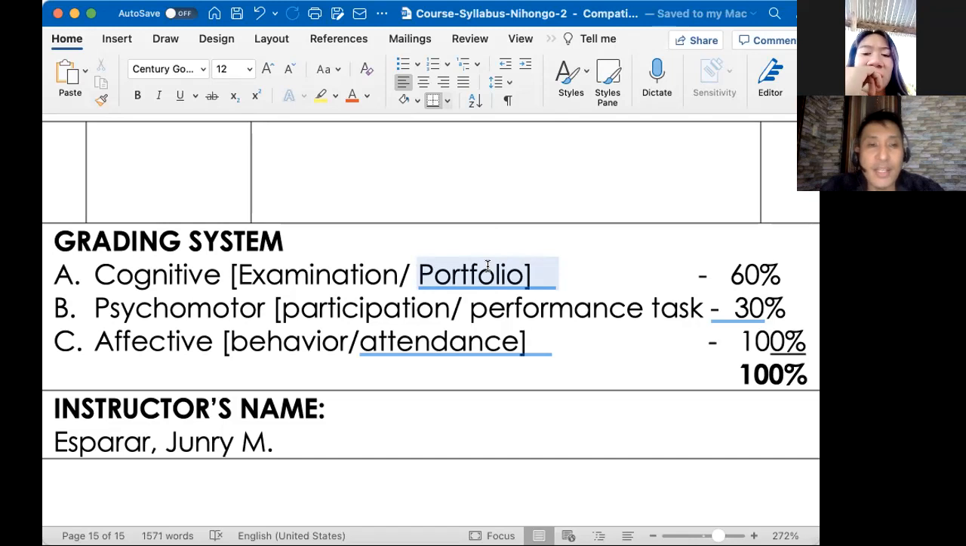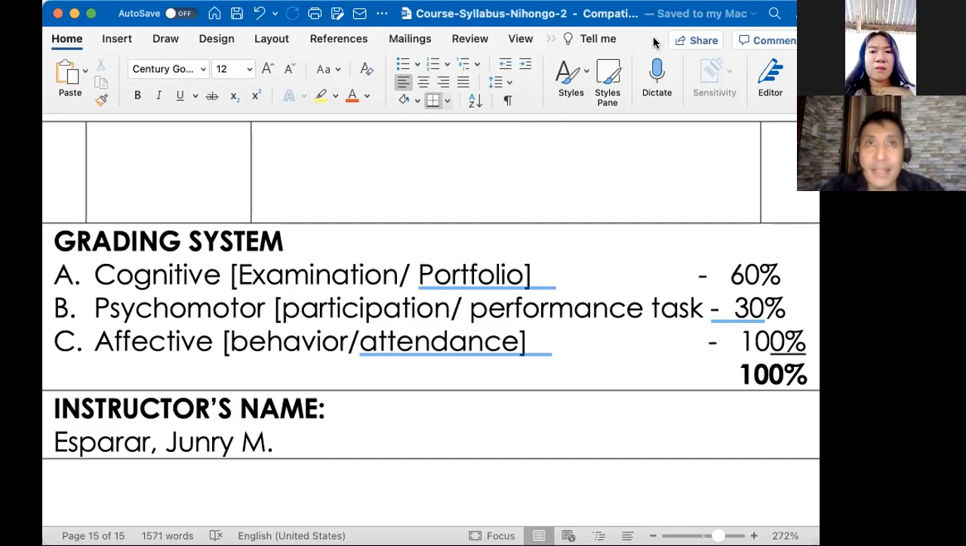And then second is the psychomotor. For psychomotor, there are 2 things that you need to remember here. One is participation. Oral participation. I'm talking about oral participation when I'm asking a question, for example, during synchronous lessons, if you are raising your hand and participating, that's part of the participation. Or if you are asking questions or responding to questions and activities on the group chat via Messenger group chat, then you will also be getting points for participation.